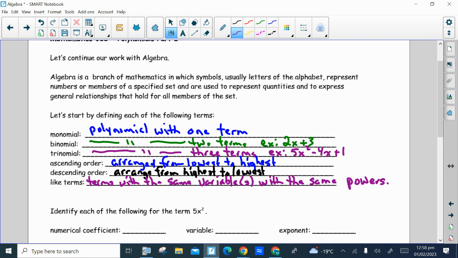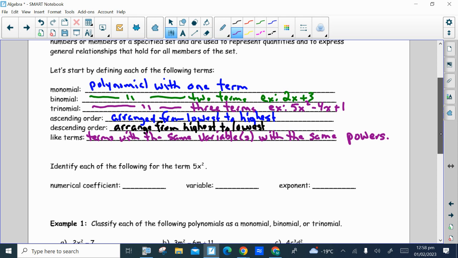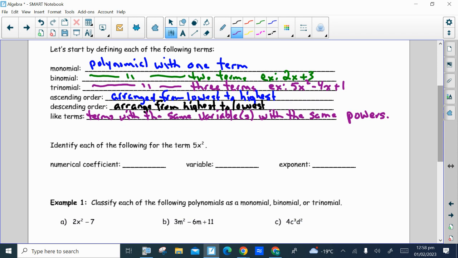And the reason we talk about like terms is we're going to see here that only like terms can be added and subtracted. In order to add and subtract terms together, they have to have the same variable with the same powers. Then they are like terms, and that means we can add and subtract them.